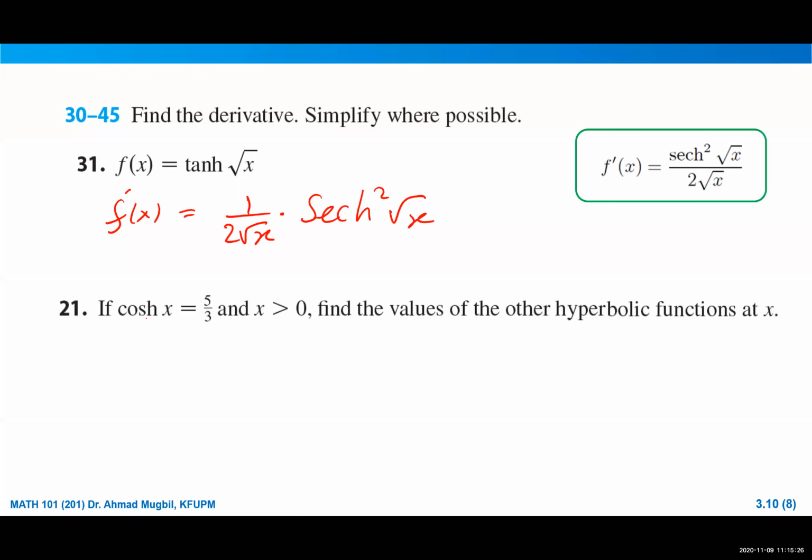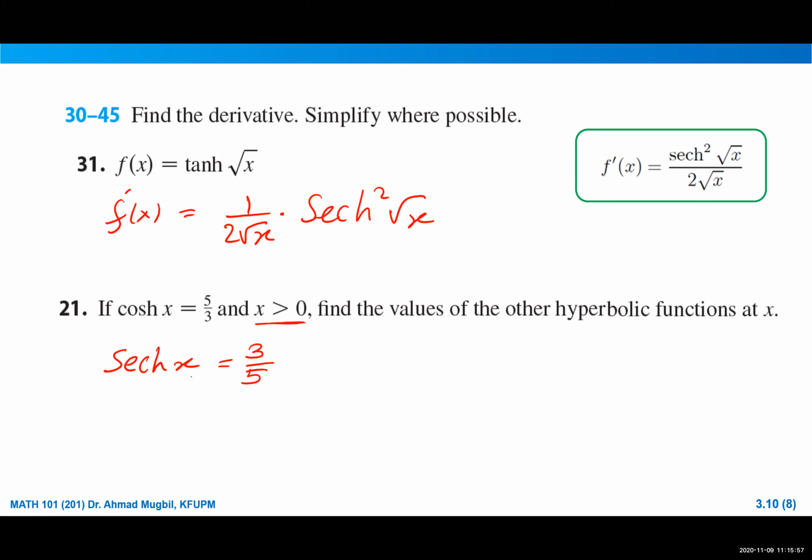If cosine hyperbolic x is 5 over 3 and x is positive, then find the values of the other hyperbolic functions at x. This will remind you of the previous exercise. Now, how to find that? What is the easier one that we can obtain from this? Secant, am I right? What is secant hyperbolic? 3 over 5, the reciprocal of cosine. Yes. So it is the easier one.